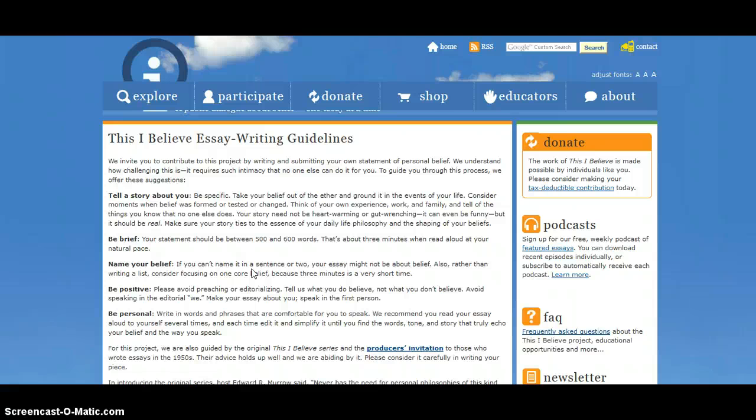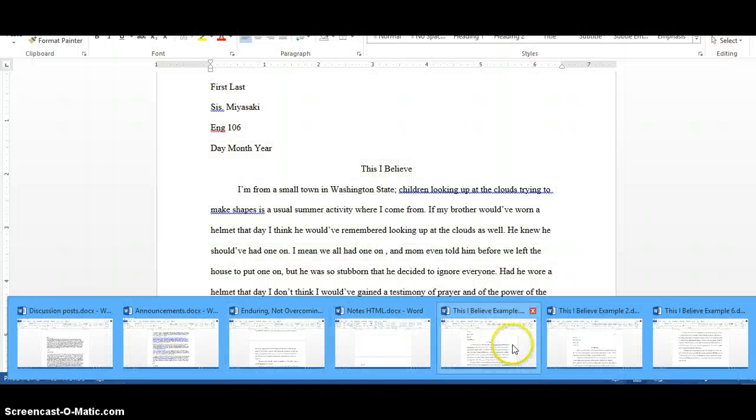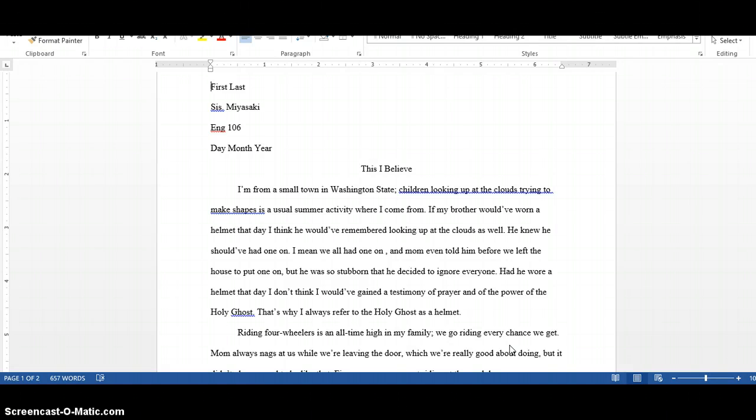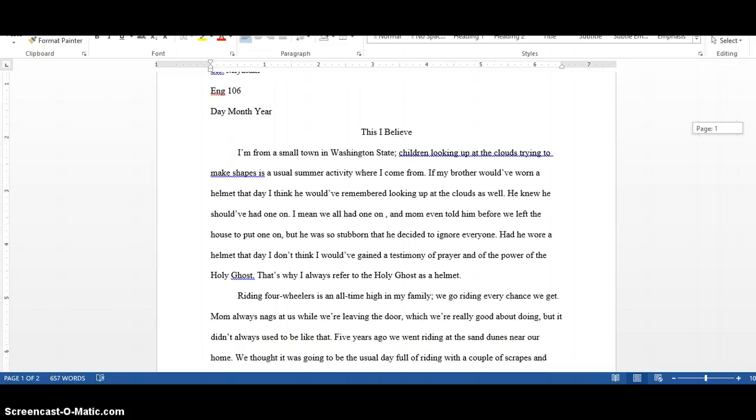Name your belief. If you can't name it in a sentence or two, your essay might not be about belief. Also, rather than writing a list, consider focusing on one core belief, because three minutes is a very short time. So as you'll see, this belief will be in the title, or it should be. This is not a good case of that. And it also should be somewhere, though it may not always be at the very beginning. A lot of times you'll hint at it, or you'll tell a story and then get to your belief. If so, it is a little bit more fluid, but you want it to be clear, usually in the title.